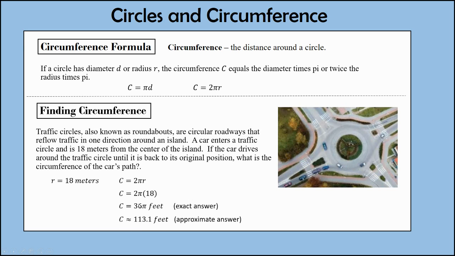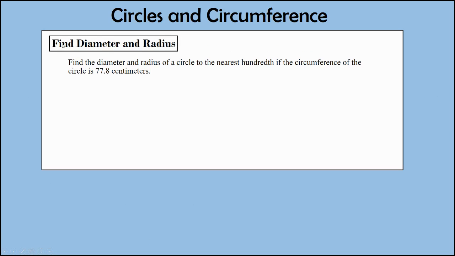If you're going to use this information and keep working in a problem with it, then you're probably going to want to leave it exact and then deal with it later. Okay, so there's a little bit about finding circumference. All right, find diameter and radius. So if we're given a circumference of a circle, how can we find the diameter or the radius?